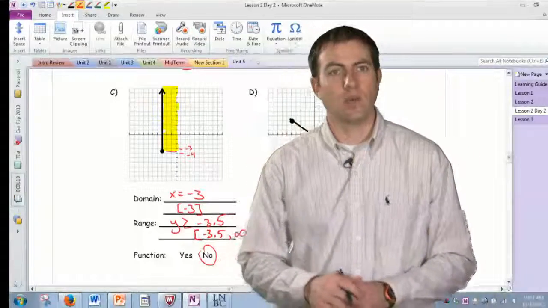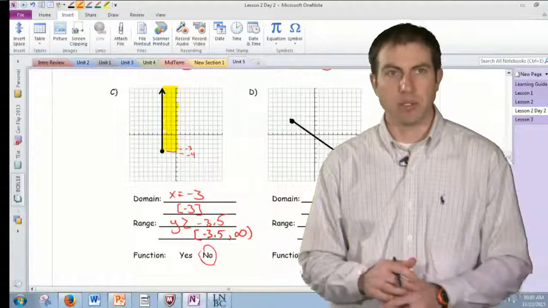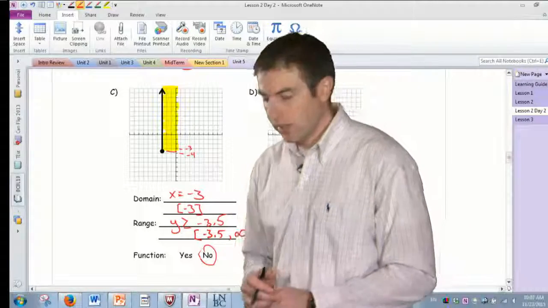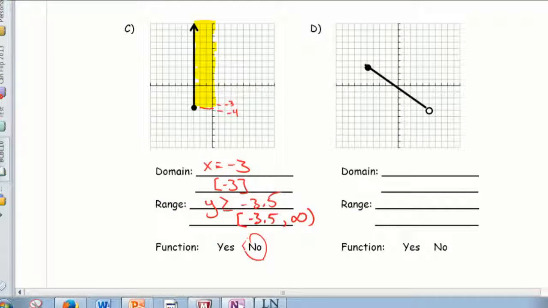All right, so Alex picked on something in the next example here. In letter D, we can see that there's a closed dot and an open dot. A closed dot means it includes this point, and the open dot means does not include this point, which is kind of weird, but we'll go with it.